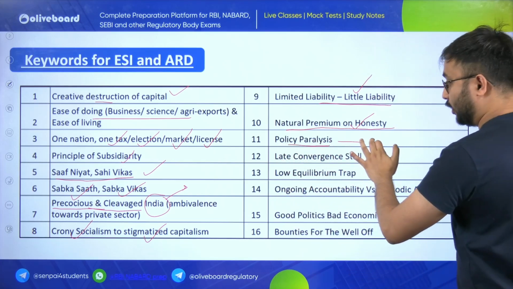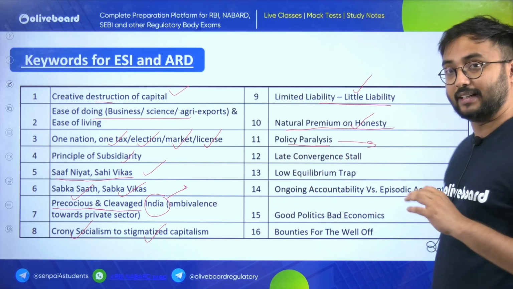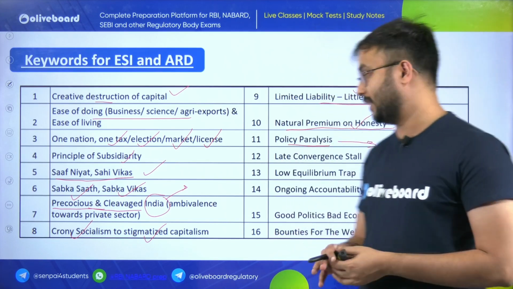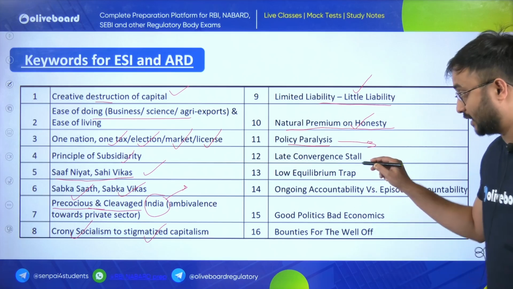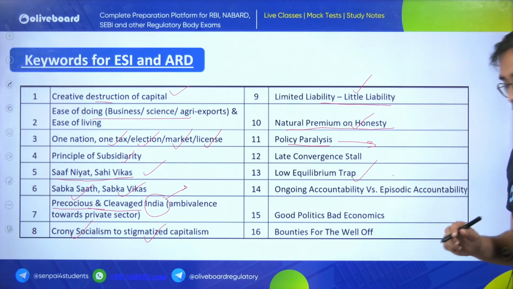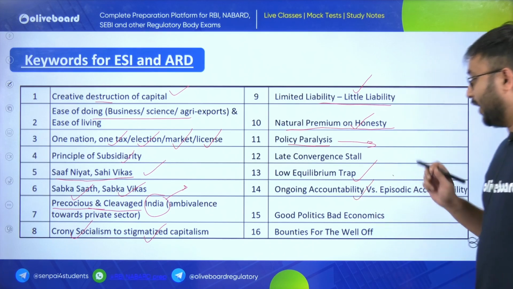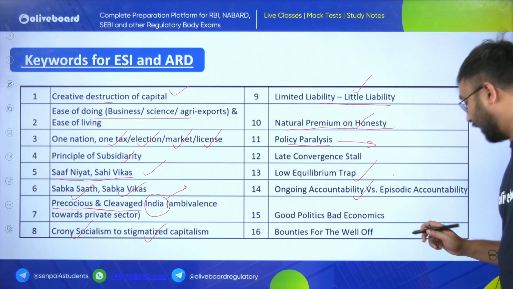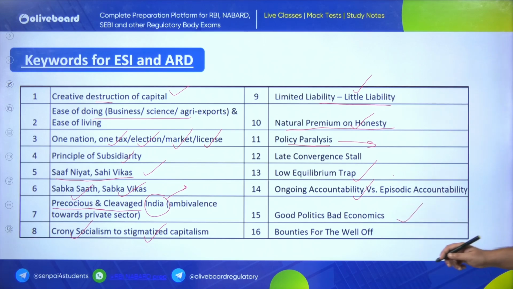Policy paralysis. Here you can talk about constructive criticism in context of government. That time you can write policy paralysis. Late convergence stall. Low equilibrium trap. Okay. Then ongoing accountability versus episodic accountability. Good politics, bad economics. Bounties for the well-off.